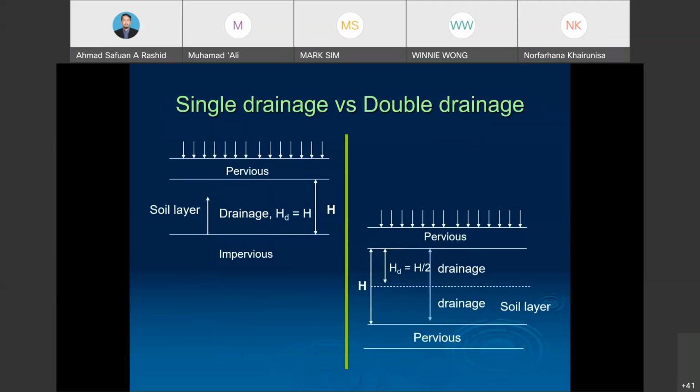Single drainage versus double drainage. For the single drainage, this is impervious, while this is pervious, where the water can go inside and outside of the sample. While for pervious at the bottom and at the top, we consider it a double drainage. So the Hd for the double drainage should be divided by 2, but Hd for the single drainage should be divided by 1. For the impervious layer, perhaps bedrock or fresh rock, we consider it an impervious layer.